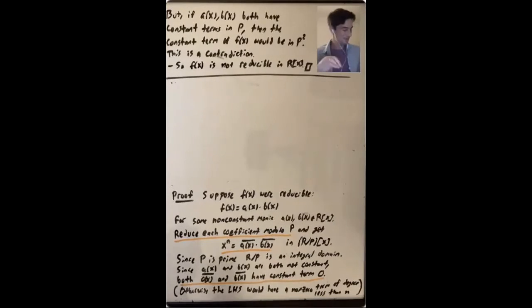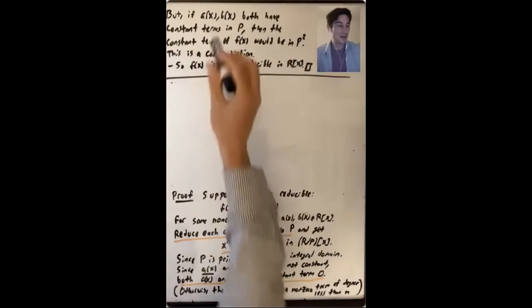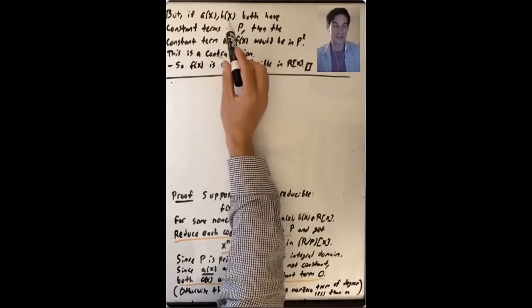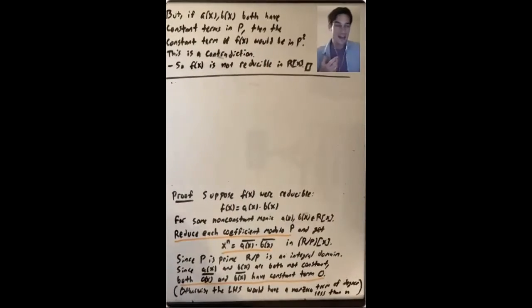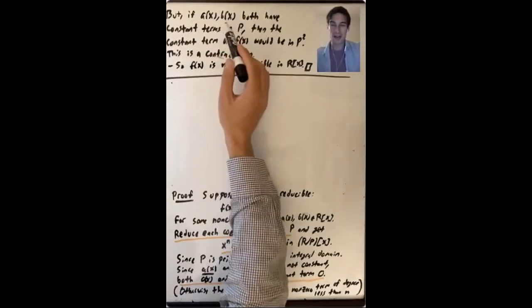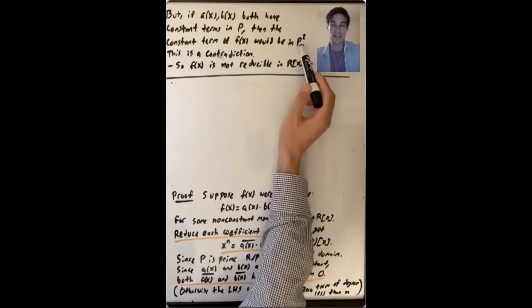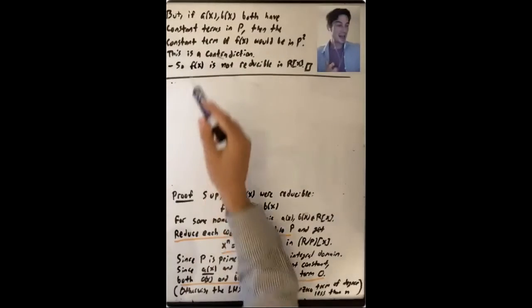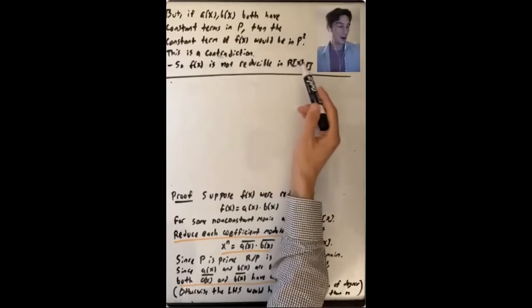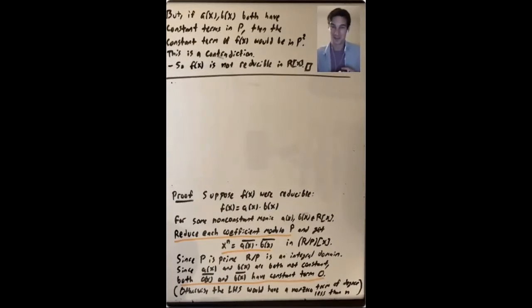Let's finish the proof. So if the image of A of x has constant term 0 when we reduce all the coefficients mod p, and the image of B of x has constant term 0 when we reduce all the coefficients mod p, that means that the constant term of A of x is in P and the constant term of B of x is in P. But if A of x and B of x both had constant terms in this ideal P, then the constant term of f of x would have to be in P squared. And this is a contradiction. So what does that mean? That means that f of x was not actually reducible in R bracket x, so it's irreducible.